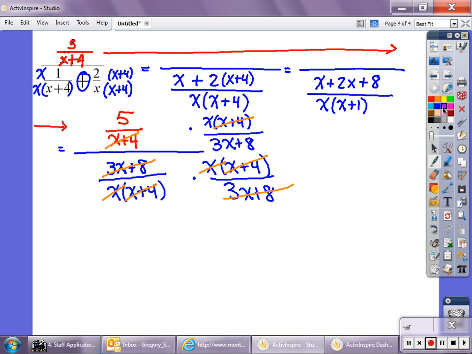And so when you put everything together, you have 5 times x over, there's nothing left over here, so all we have is 3x plus 8. And you're done.